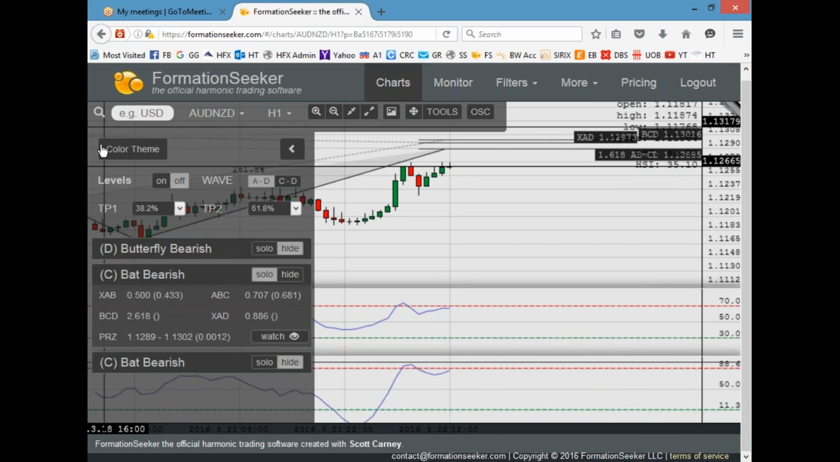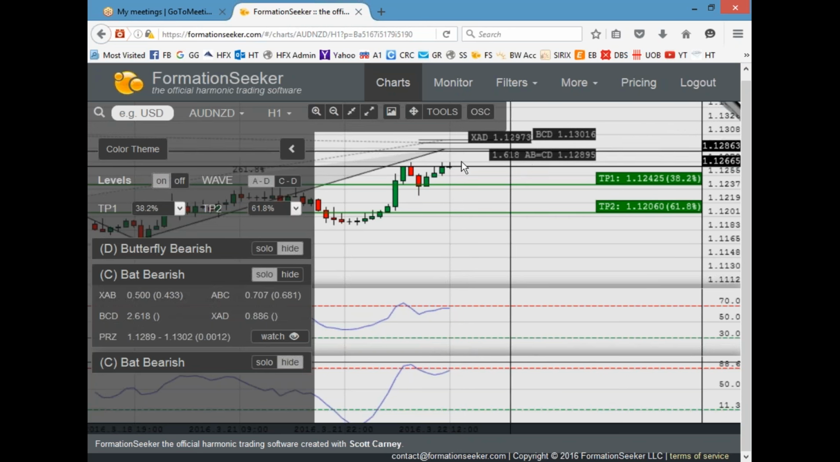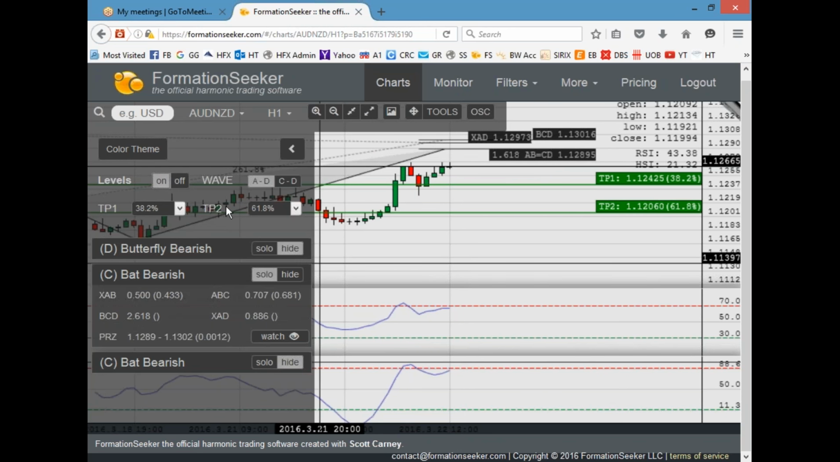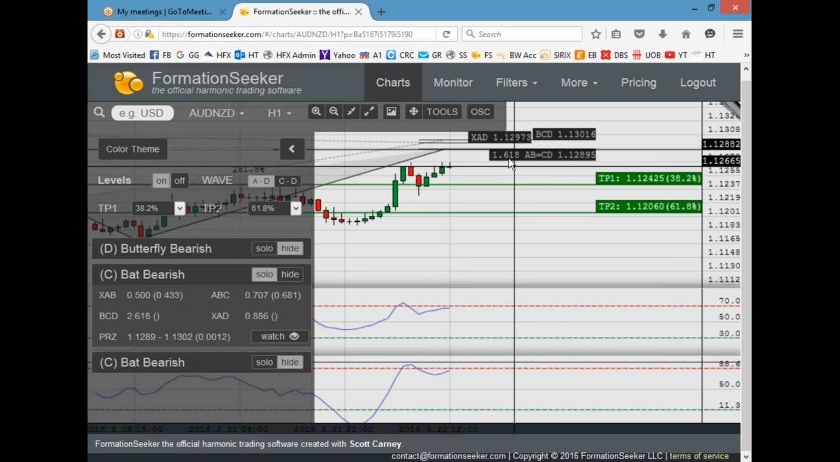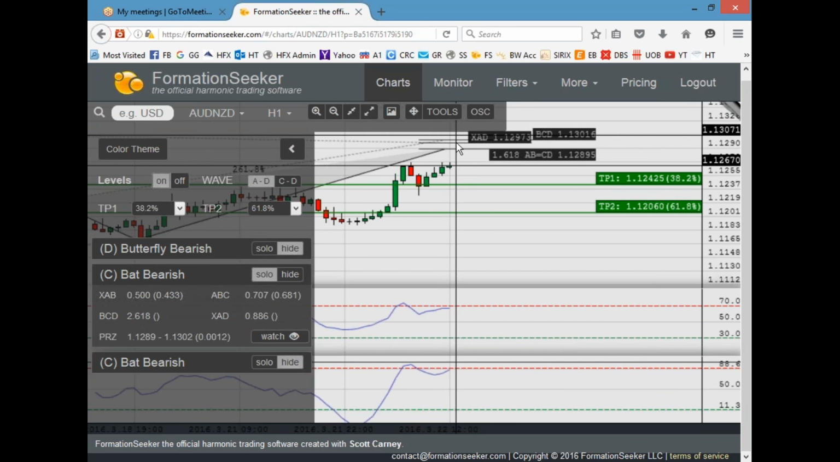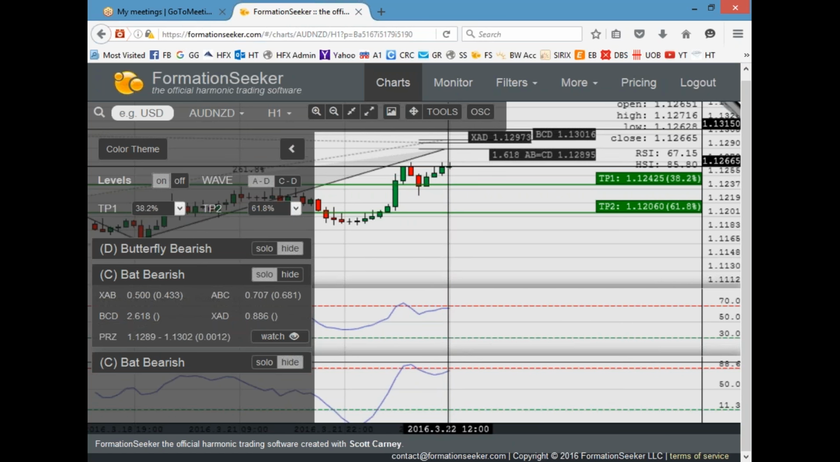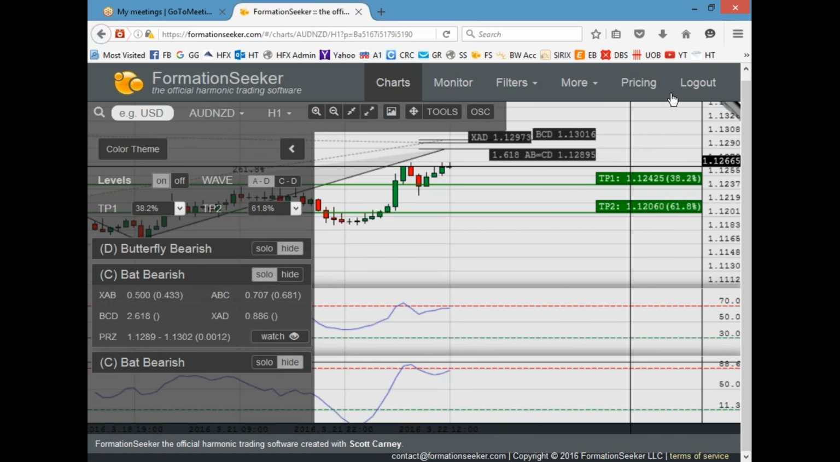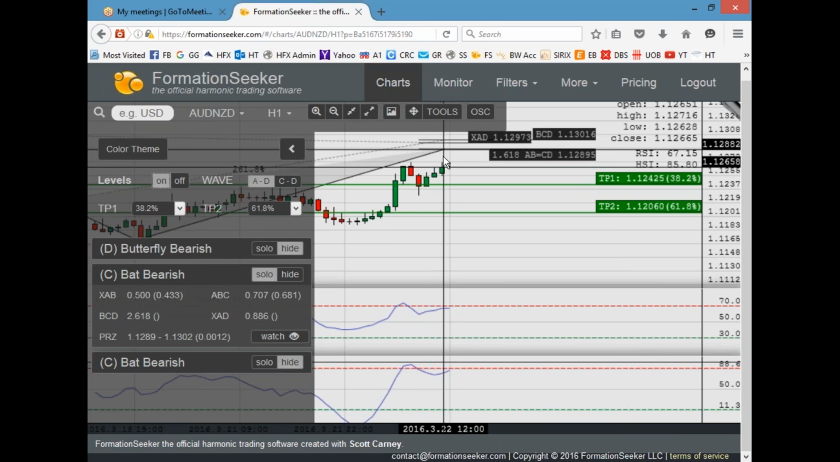You can follow the stop losses as indicated by the formation seeker. So you might ask, when I turn on the levels, why do I only see target profit 1 and target profit 2? It's because the terminal bar has not been created yet. Once the terminal bar is created, then it will tell you the stop loss and the entry price.